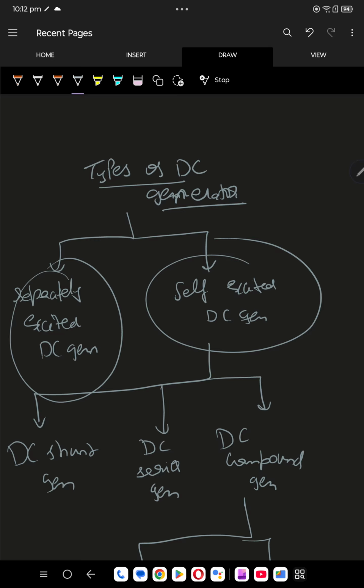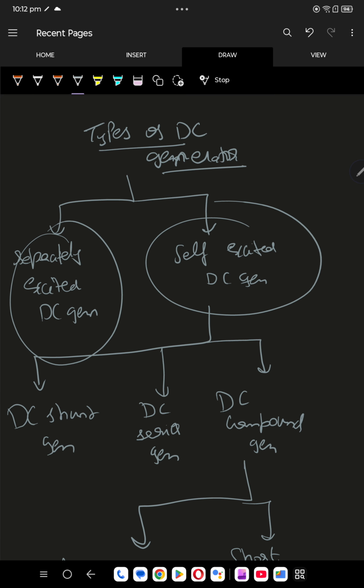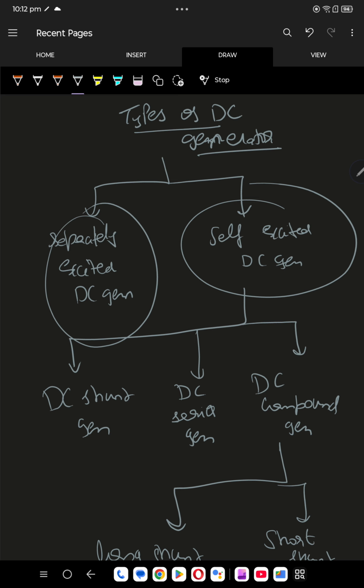Now self-excited DC generator is further divided into DC shunt generator, DC series generator and DC compound generator. In DC shunt generator, the field coil and armature coil are parallel to each other. In DC series generator, the field coil and the armature coil, there are two coils, field coil and armature coil, remember this. Basically it's all about memorizing, so it's better to memorize. So field coil and armature coil are parallel in shunt generator. Field coil and armature coil are in series in DC series generator, and in compound there is a mixture of both.